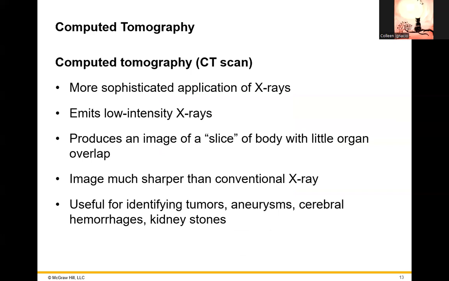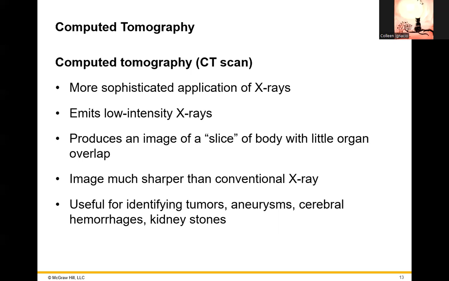All right, let's talk about the CT scan. So that is computed tomography, also called the CT scan. This is more sophisticated. It has low intensity x-rays and we get a slice of the body, okay? And there's less organ overlap and it's much sharper so we can see in more detail.